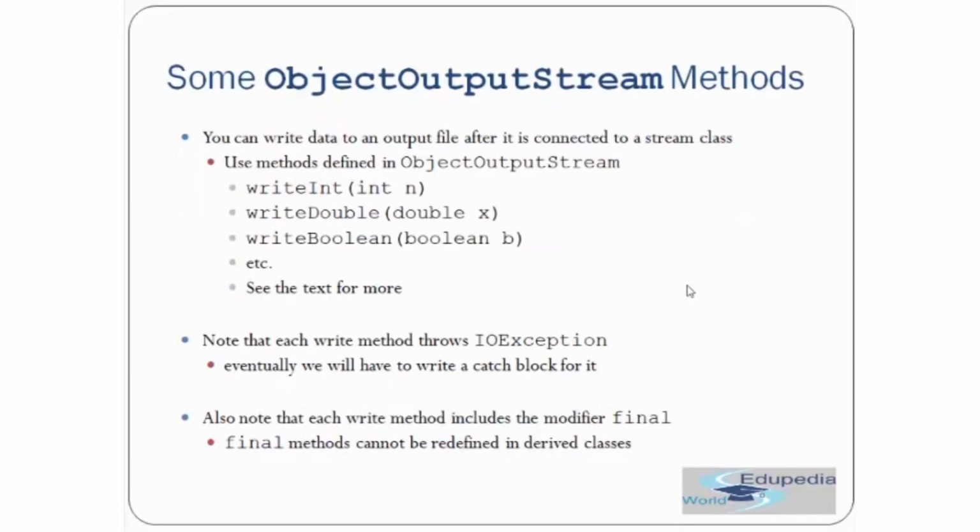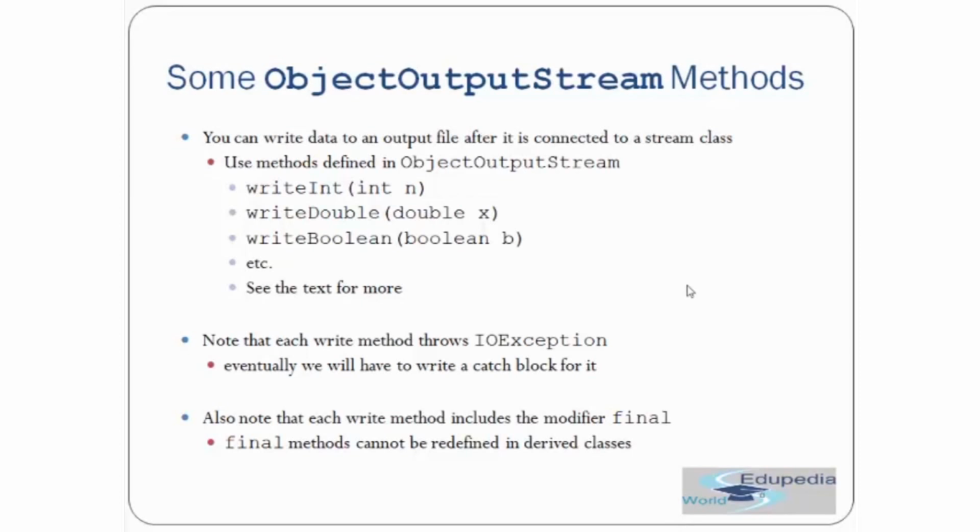Now some ObjectOutputStream methods. Let's see some of them. You can write data to an output file after it is connected to a stream class. Use methods defined in ObjectOutputStream, like writeInt, which takes an int n, then writeDouble, which takes a double, writeBoolean, which takes a boolean, etc.